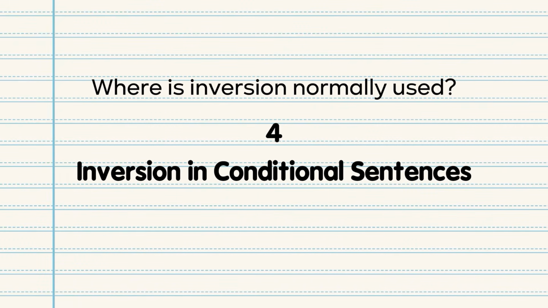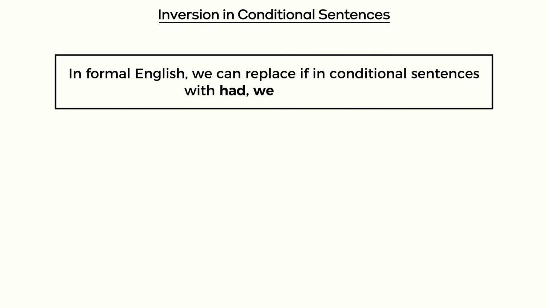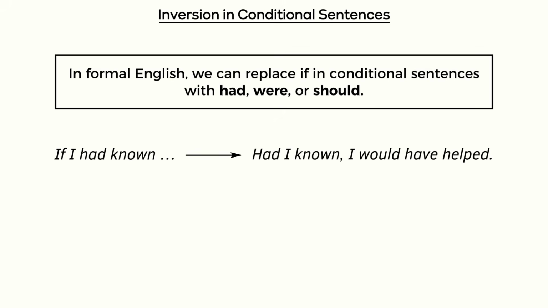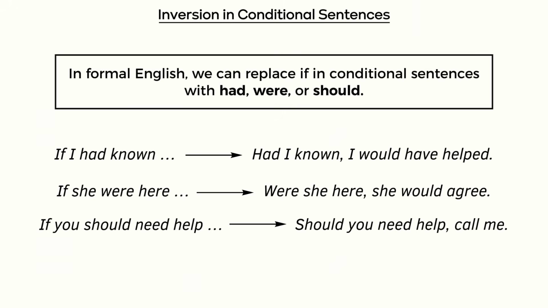4. Inversion in conditional sentences. In formal English, we can replace if in conditional sentences with had, were, or should. If I had known becomes had I known, I would have helped. If she were here becomes were she here, she would agree. If you should need help becomes should you need help, call me.